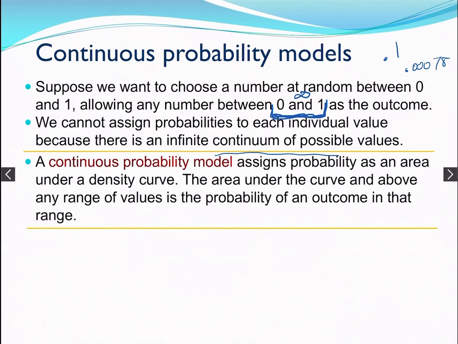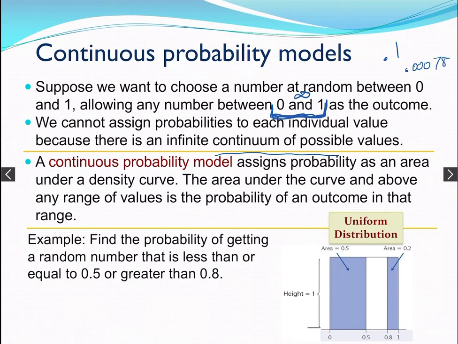A continuous probability model assigns probability as an area under a density curve. The area under the curve and above any range of values is the probability of an outcome in that range. So we're going to use a uniform distribution because they all have the same probability of occurring, kind of. We want to find the probability of getting a random number that is less than or equal to 0.5 or greater than 0.8. So here we've got less than or equal, and here we've got greater than.